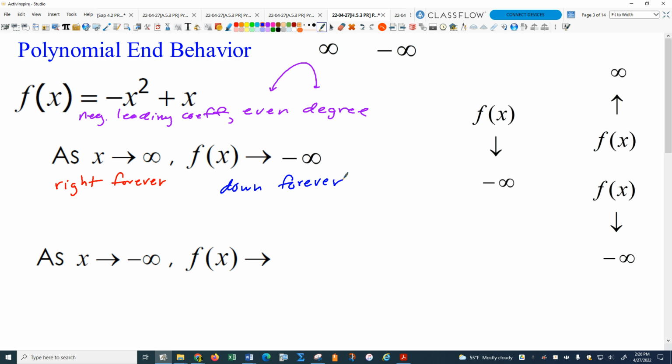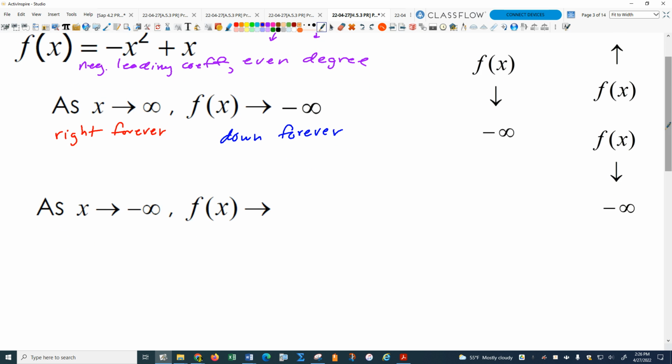As x approaches negative infinity, how do I interpret that? X is my horizontal coordinate. So what's that mean? How do I interpret that? Left forever, right? Going infinitely far to the left.